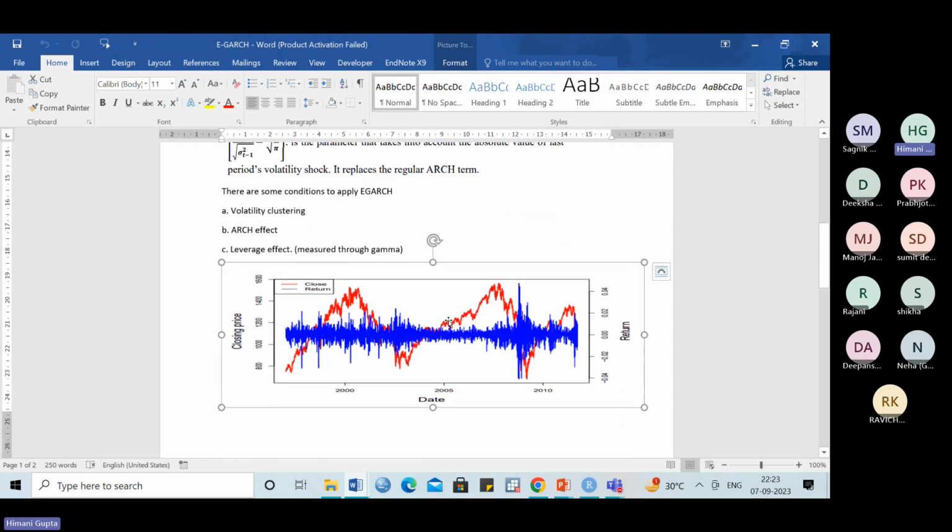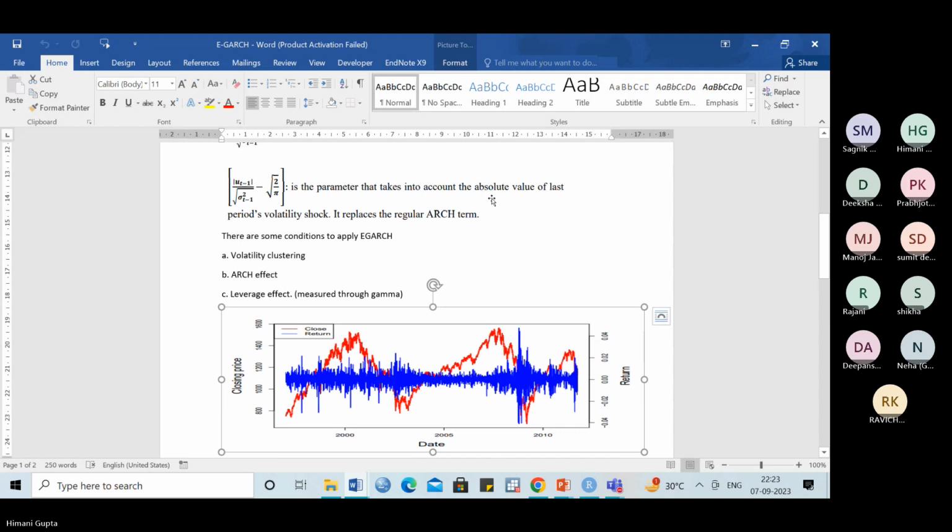Now over here, I am saying there is a negative relationship. Price increases, volatility decreases. Price decreases, volatility increases. Now see over here, price decreases. Are you able to see this red line? This red line is the price, this blue line is the returns, and the spikes are volatility. How much changes are there? See, prices are decreasing, at the same time volatility is increasing. Over here, price is increasing, volatility is decreasing. Got it?